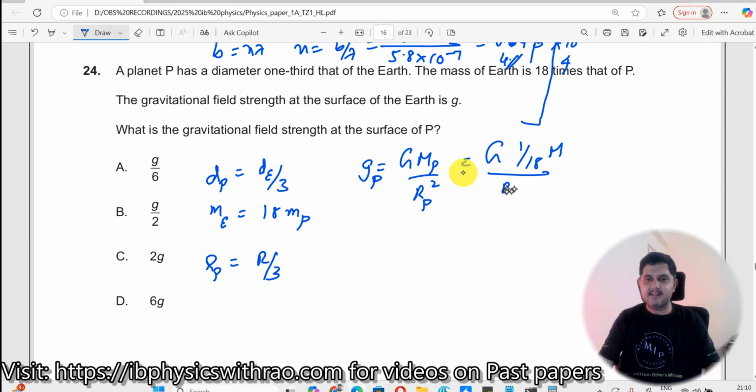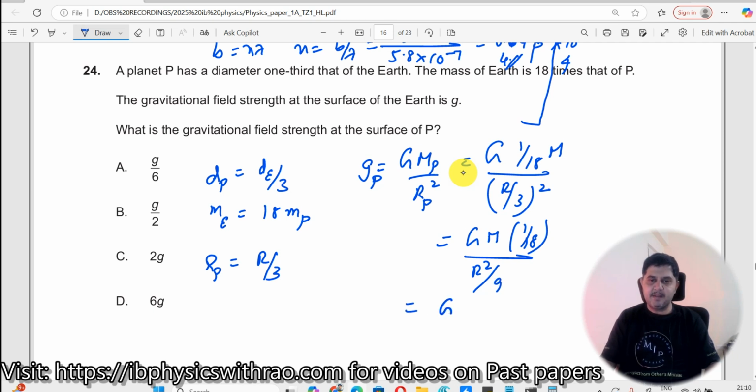So I will write this as r by 3 the whole square, which I can now write as GM into 1 by 18 divided by r square divided by 9, which should now be GM by r square into 9 by 18. 9 ones are 9, 9 twos are 18. Now GM by r square, what is this value? It is nothing but g over here. So therefore the answer should be g by 2. Answer is B.